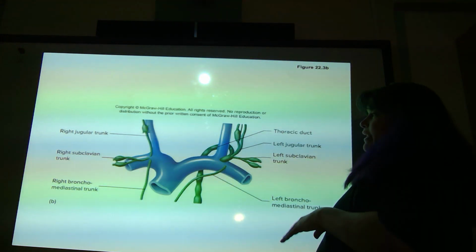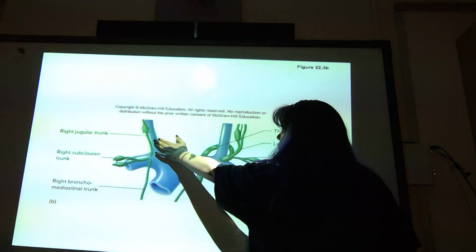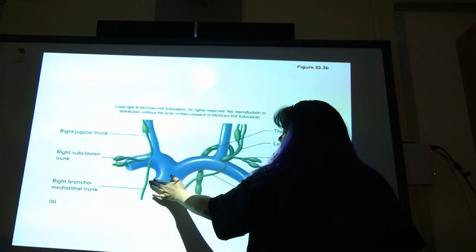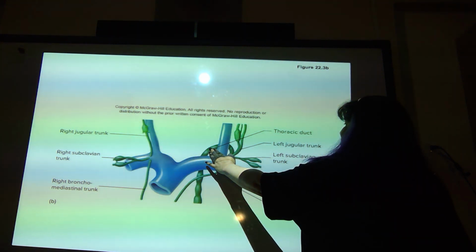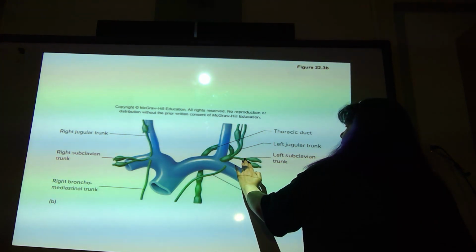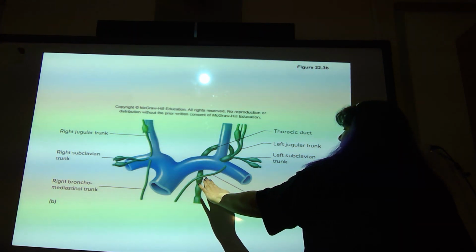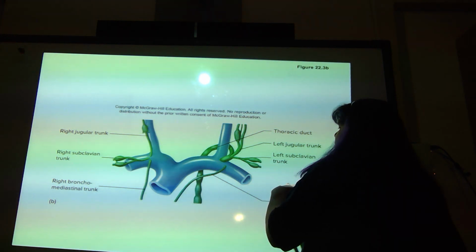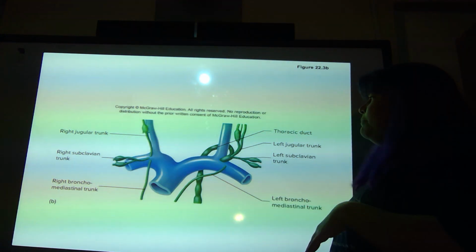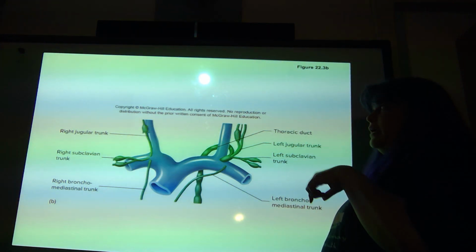All right, taking a real up-close look. Right jugular trunk, right subclavian, right bronchomediastinal. There's that thoracic duct. Left jugular, left subclavian, left bronchomediastinal. And you can see that there are differences between the left and the right, but you kind of still have that same primary.